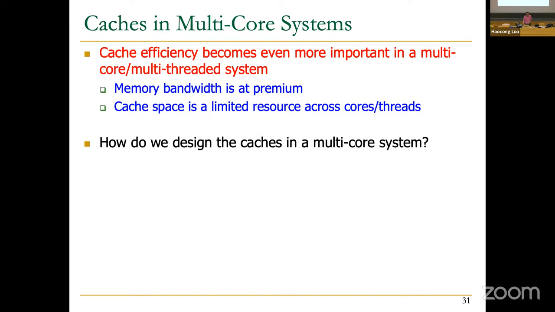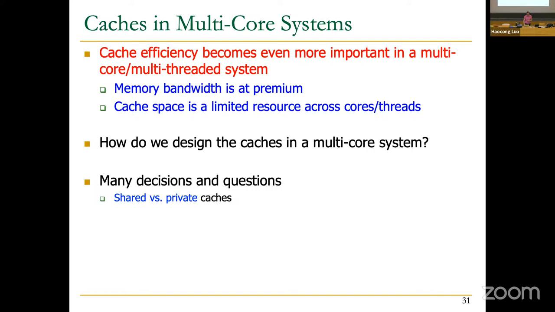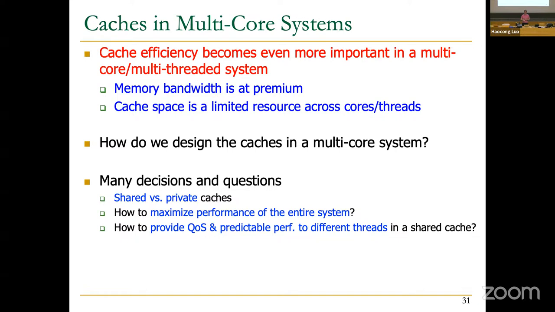Then the question becomes, how do we design caches in a multi-core system? There are many, many interesting design decisions over here. Should they be shared or private across cores or threads? We're going to look at this one. How do you maximize the performance of the entire system as opposed to just a single thread that we've been talking about so far? How do you provide quality of service to different threads? How do you provide predictable performance? If some thread, for example, needs really hard deadlines because it could be a GPU, for example, it needs to display a frame on the screen, and if you actually skip some things, that's not going to be great for the quality of service provided to the user. It could be a safety critical thing also.